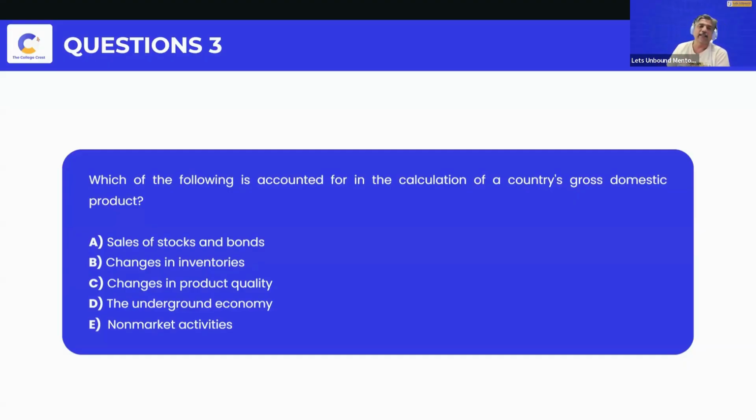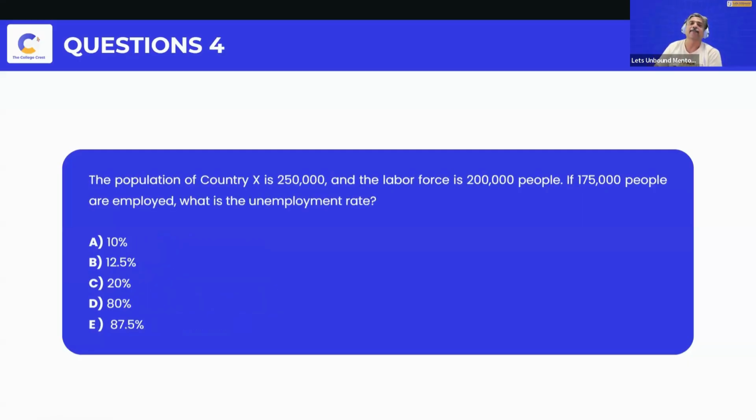So there is only one thing here. The changes in the inventory levels would definitely be accounted for when we are calculating the gross domestic product, because changes in inventory would tell us whether the production has increased or it has decreased, or it would give us a definite idea related to an important component of your GDP. So correct answer there is B, changes in inventories.